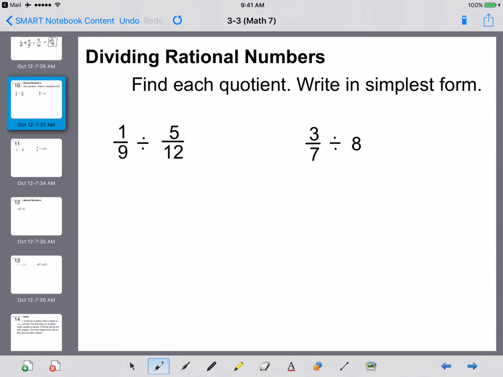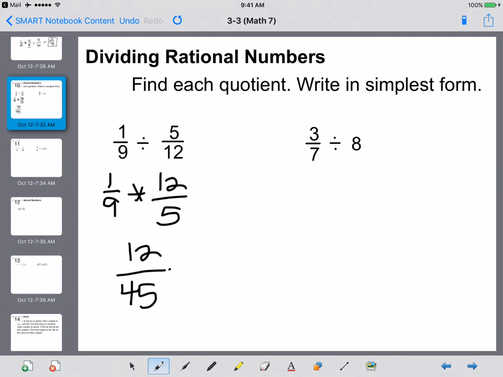So here's a couple other examples here for you. We have 1/9 divided by 5/12. So you stay, switch your symbol, and flip your fraction. 1 times 12 is 12. 9 times 5 is 45. I believe 3 goes into both of those, so we'll have 4/15.